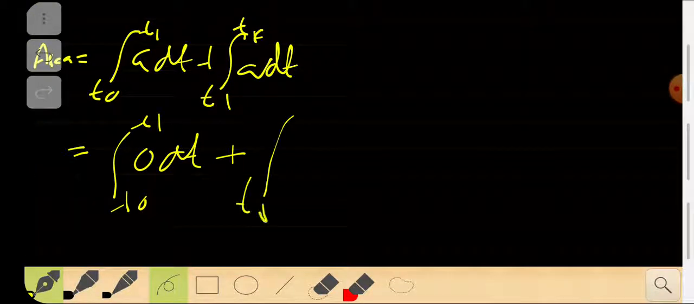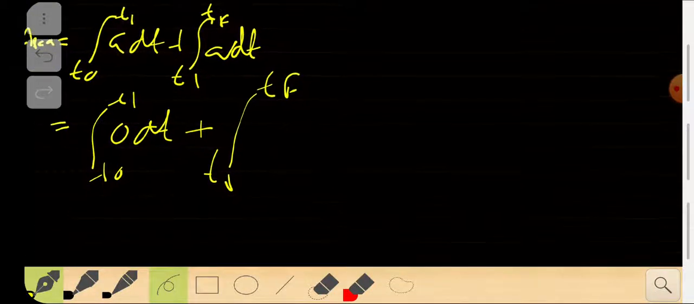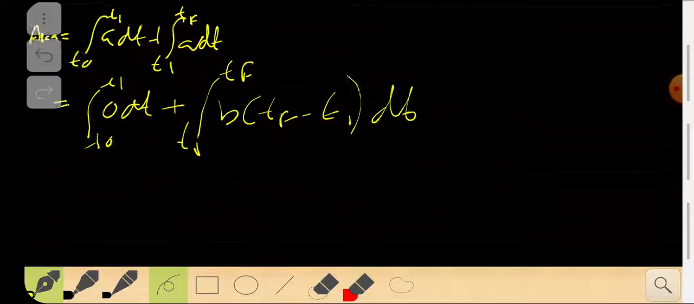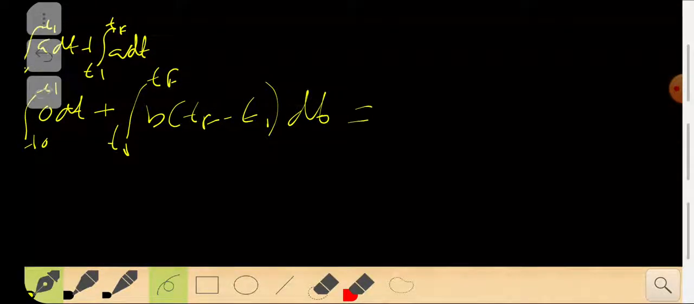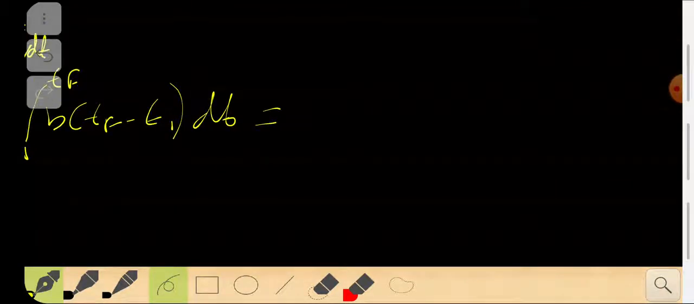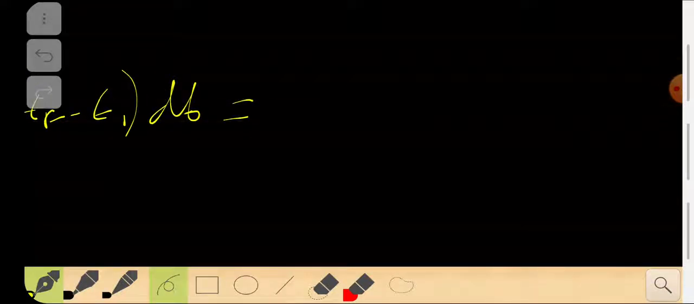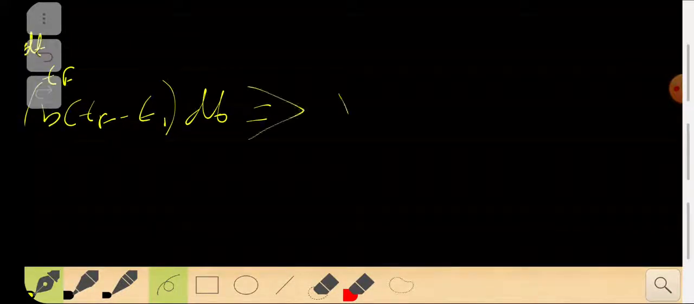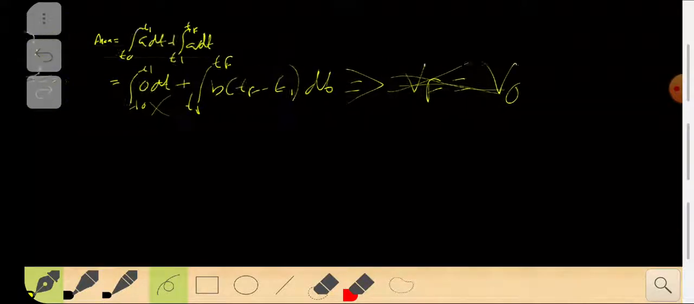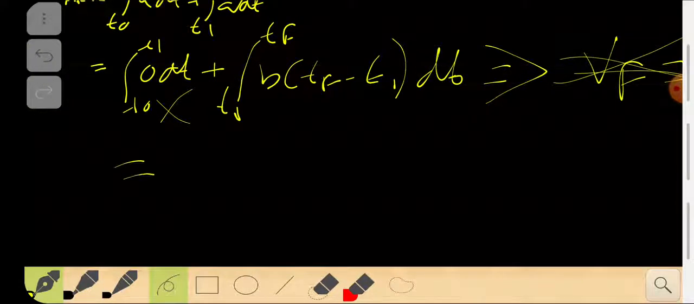Integral t1 to tf, a will be equal to b times t final minus t initial t1 dt, right? So you can integrate that, and the first term will vanish, cancels out, and the second term will be there, and it will be v final, or you can call v final will be equal to some v0, right? Sorry, I just overstepped myself. So the integral will be b times tf minus t1, right?